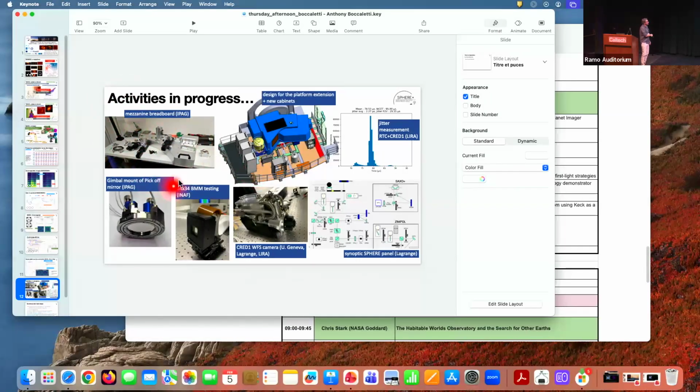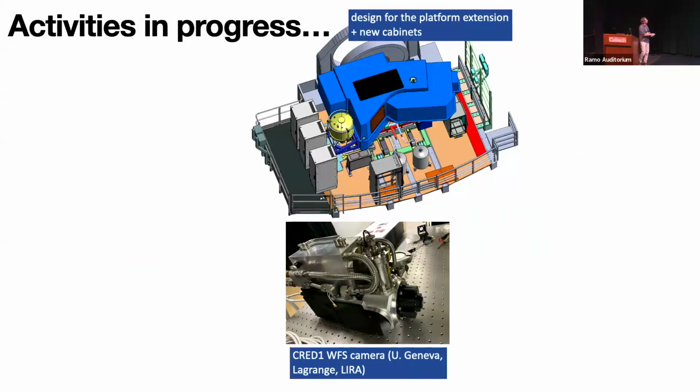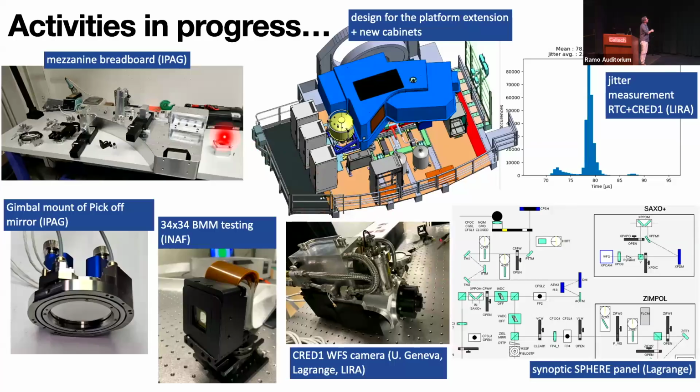So the mezzanine, maybe I just do it quickly. The optical breadboard here, what we call the mezzanine in Grenoble. The deformable mirror has been received in December at Bologna. The C-RED 1 camera has been received in Geneva, and it has also been tested in Meudon in combination with the RTC. We have a new design of the platform with the new electronic cabinets and the new design of the software.